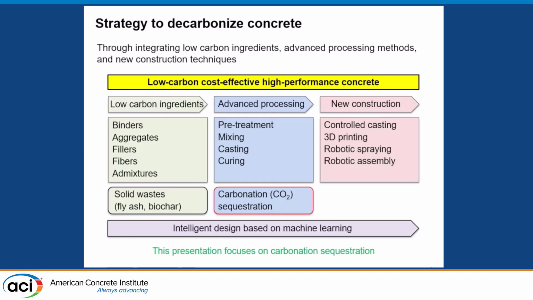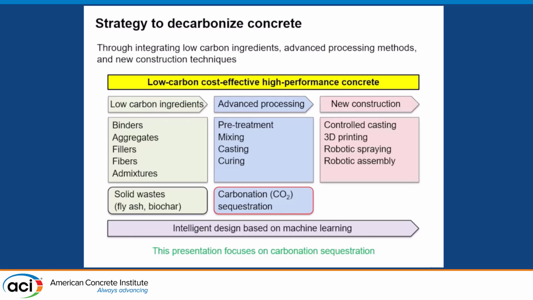There are many strategies that can decarbonize the concrete, such as using lower carbon ingredients, such as solid wastes, to replace the binders or the aggregates, and also lowering the content of the energy-intensive or high carbon footprint materials, such as the fibers and some chemical mixtures. There are other strategies such as advancing the processes for the concrete, for example, the pretreatment of the raw materials, the mixing, the casting, and the curing, as well as new construction method development, such as using lower carbon construction technology, such as 3D printing and robotic construction.